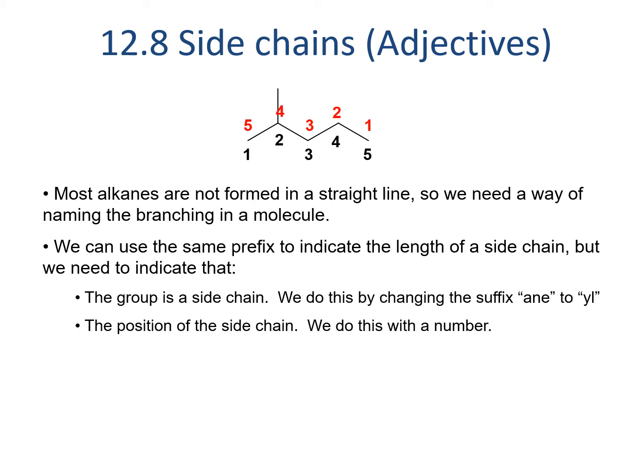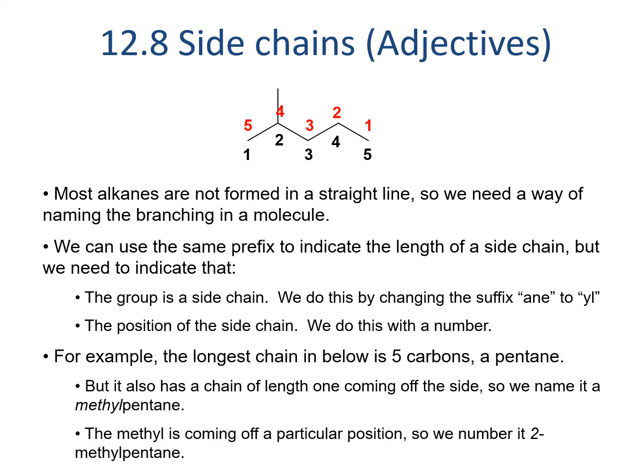Now that we've talked through the rules for naming a side chain, let's see if we can name the whole molecule. We start by figuring out what the longest chain is and how long it is, which we've already identified as a chain length of 5. So the main chain should be named pentane.